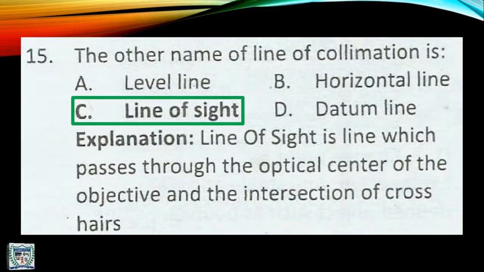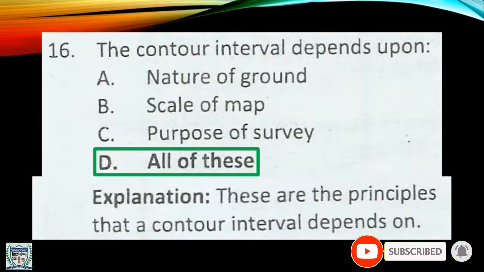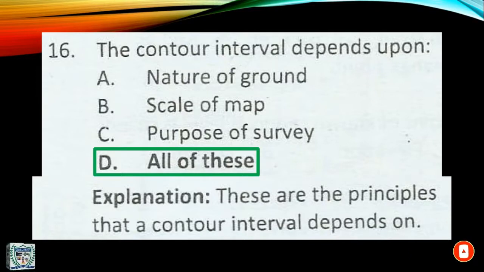Line of sight is the line which passes through the optical center of the objective and the intersection of crosshairs. Question 16. The contour interval depends upon option A, nature of ground, option B, scale of map, option C, purpose of survey. So all of these, option D. These are the principles that a contour interval depends on.